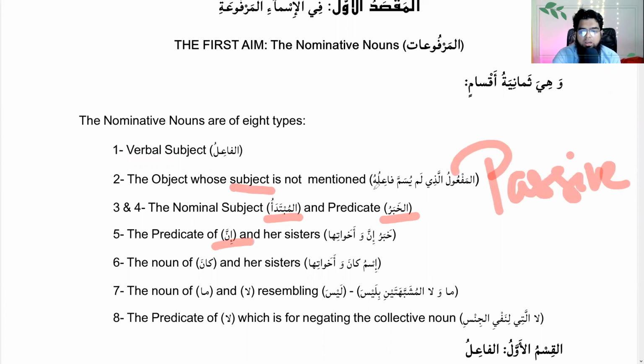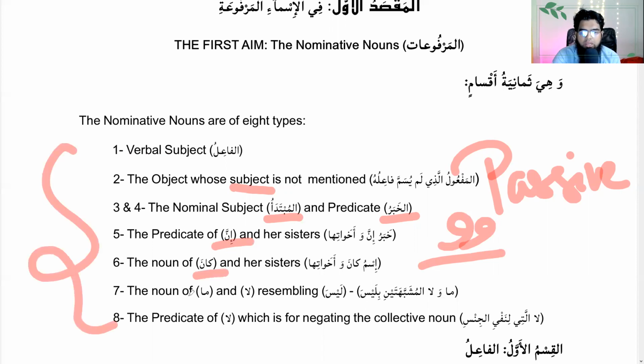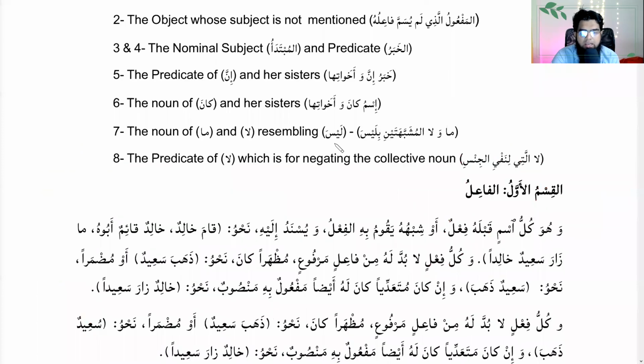Like inna allaha ghafoorun. So ghafoor will have Dhamma. Ismu kana: Kana Allahu, kana al-baytu. Ismu kana wa akhwatiha. He'll explain all of them separately. The ismu of ma and la mushabbahataini bi laysa, which means la like laysa and ma like laysa. That's called ma hijaziya also, like ma ana bi ghafilin.